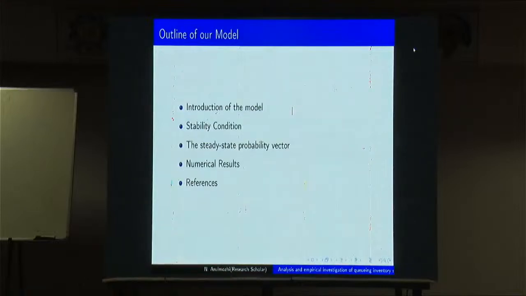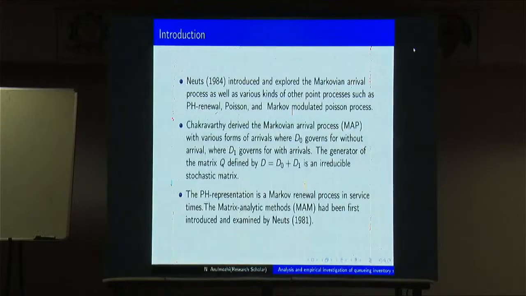First one is the introduction of the model, stability condition, steady state probability vector, numerical results and also references. Next. Introduction. The Markovian arrival process was first introduced by Neuts in 1984 and the extension of MAP, BMAP, was established by Lucantoni, and also Chakravarthy derived various forms of arrival with notation D0 and D1, where D0 means no arrival and D1 means arrival.